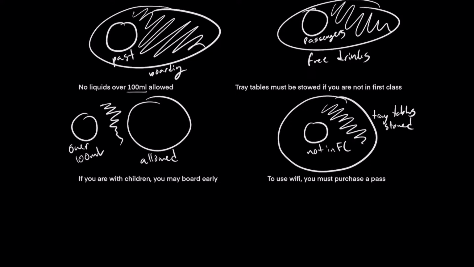You could still board early even if you don't have children. This is just saying that of the group of people that can board early, everyone with children is in that group, right? But there are some people outside of that group of people with children that can still board early. The next one: to use Wi-Fi, you must purchase a pass.